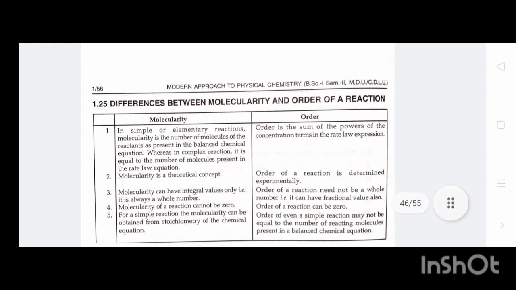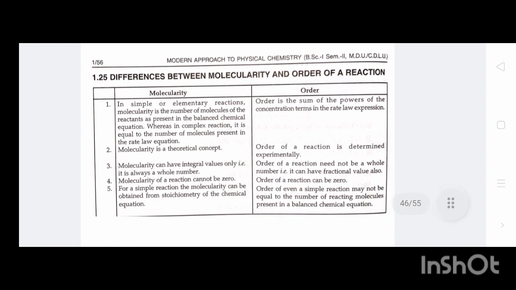Next are the differences between molecularity and order of reaction. Molecularity: in a simple or elementary reaction, molecularity is the number of molecules of the reactants present in the balanced chemical equation, whereas in a complex reaction it is equal to the number of molecules present in the rate law equation. Molecularity is a theoretical concept. Molecularity can have an integral value only, that is, always a whole number. Molecularity of a reaction cannot be zero.